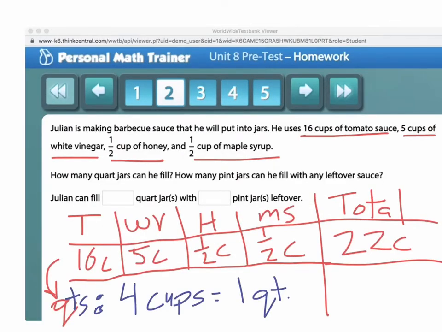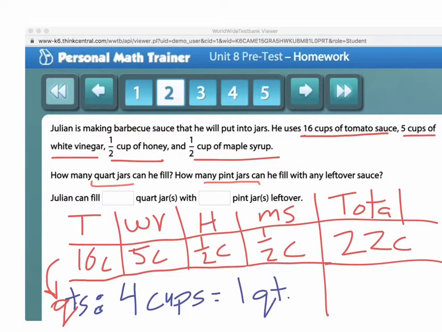All right, I've already started to unpack this problem by drawing my model. Julian is making barbecue sauce that he will put into jars. He uses 16 cups of tomato sauce, 5 cups of white vinegar, a half a cup of honey, and a half a cup of maple syrup. How many quarts, so we're going to be converting these to quarts, can he fill? And then how many pint jars will be left over?